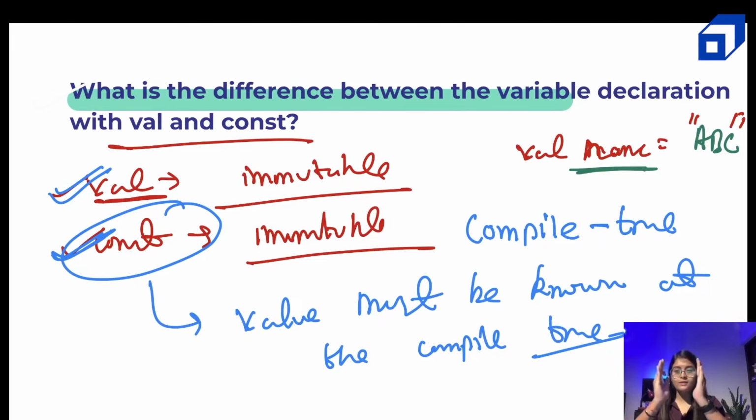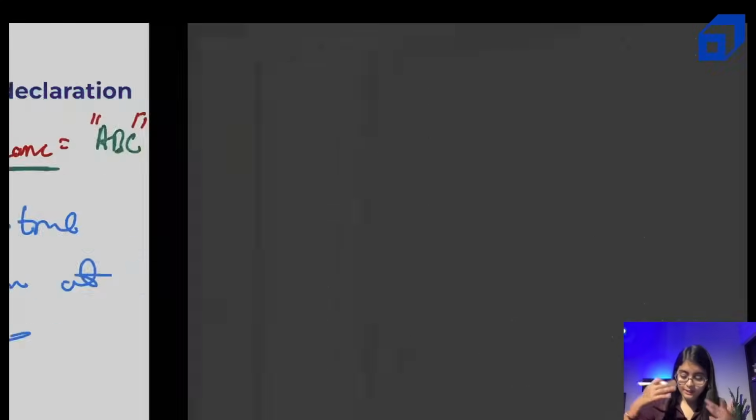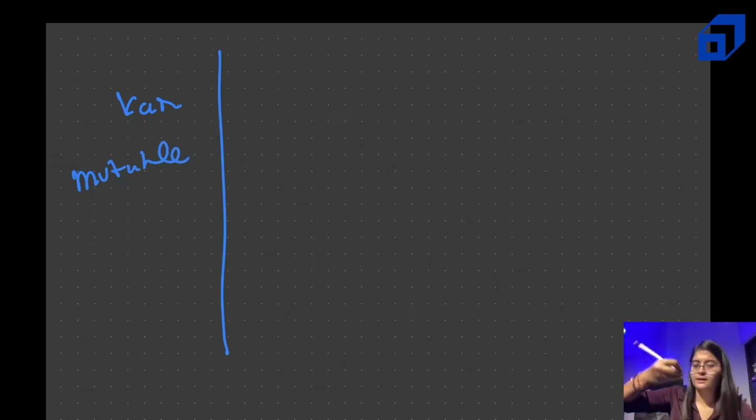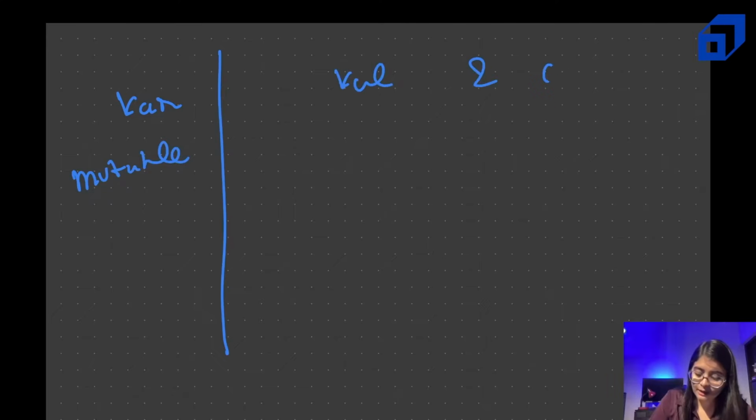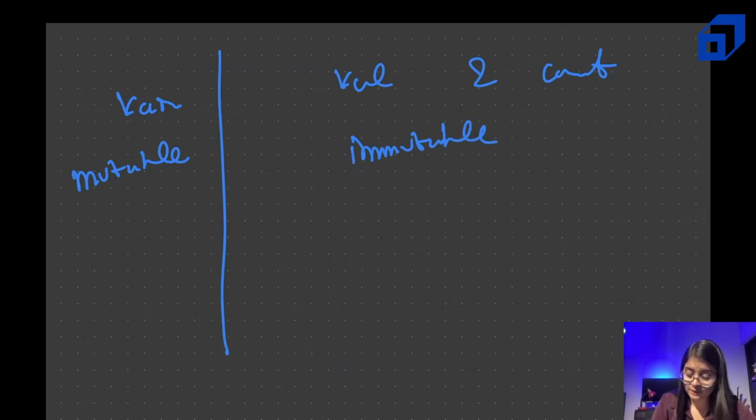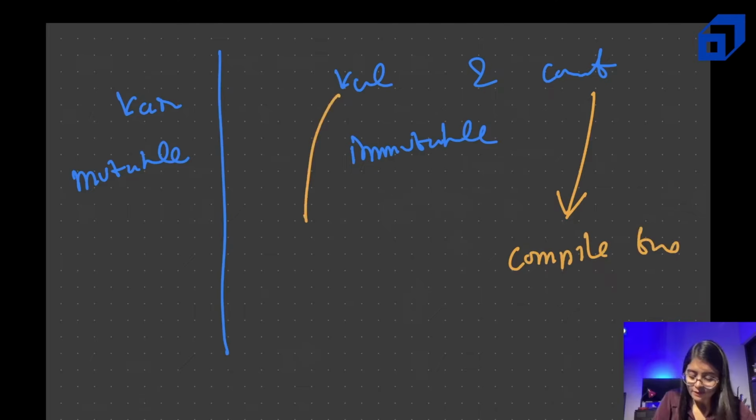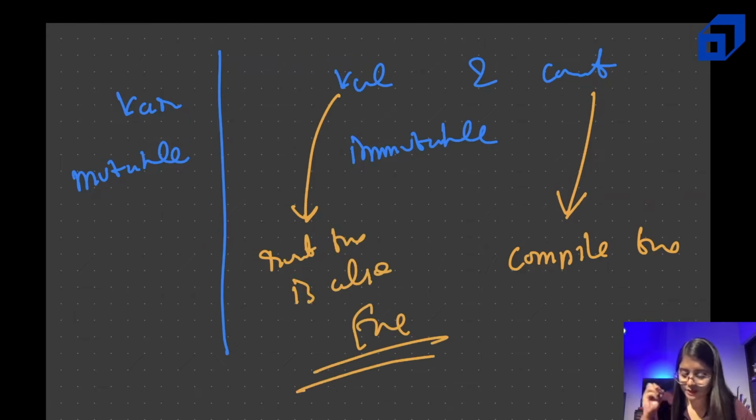But val and const, let me summarize it all here. So var is completely different, right? It is mutable. If you declare something using var, it can be changed. If we talk about val and const, these are immutable. The value cannot be changed. But the difference between both of these is that the value of the const variable must be declared at compile time. But in case of val, it can be done during runtime as well. Runtime is also fine, right?